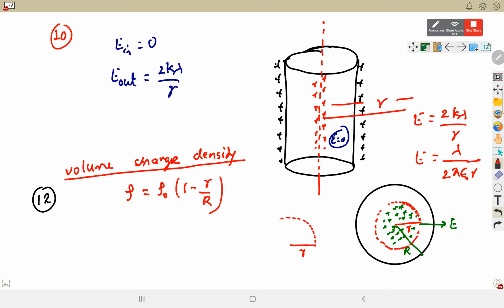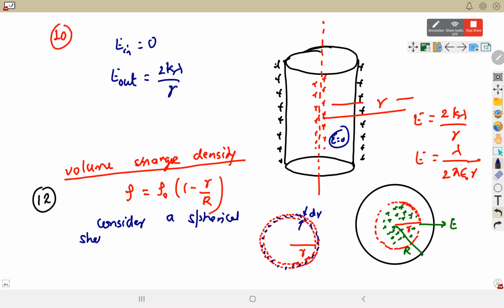At a given radius r, if we consider a small volume of small thickness dr, then in this volume only, for the same radius r, the density will be the same at every point. For this small spherical shell, we can calculate charge by using charge density times volume. Consider a spherical shell of radius r and thickness dr.